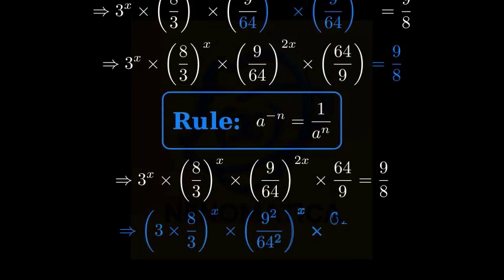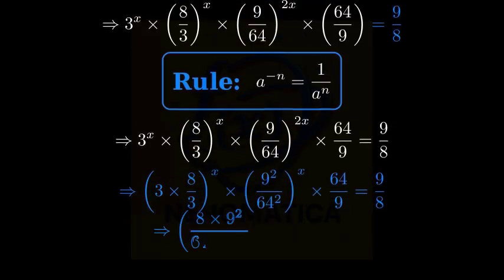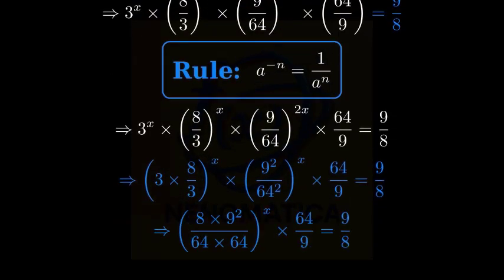Let's look at what we're working with. We need to combine these exponent terms more effectively. Notice that we can rewrite the second term. 3 to the x times 8 over 3 to the x can be rewritten as 3 times 8 over 3, all raised to the power of x. Now we can simplify inside the parentheses. 3 times 8 over 3 equals 8.